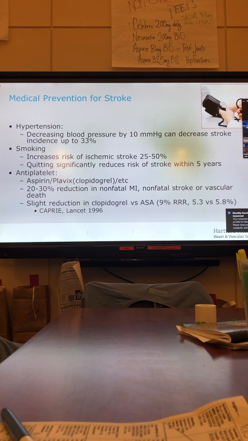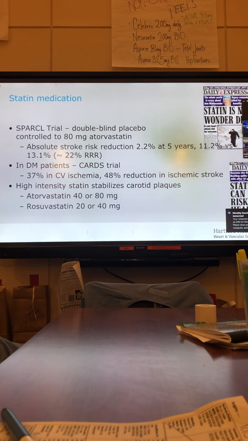So if you look back at this last one, I said this was a 9% relative risk reduction. So more than twice that just by putting patients on a high intensity statin, basically double-blind placebo compared to 80 milligrams of atorvastatin. In diabetes patients, it's even more significant. The Carotid trial shows a 37% reduction in cardiovascular ischemia, 48% reduction in ischemic stroke.